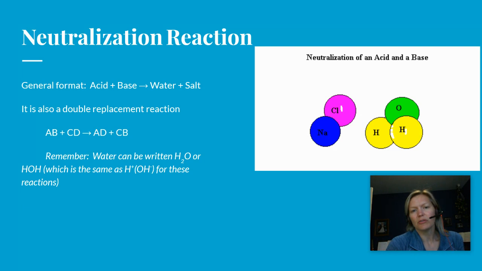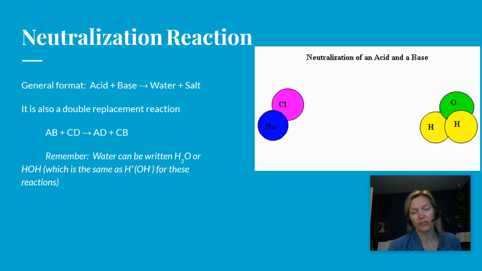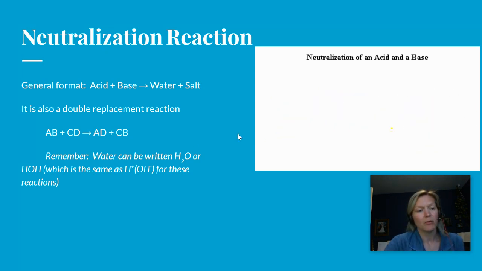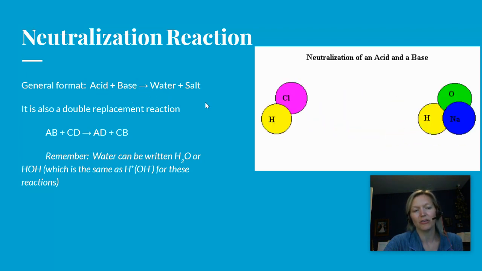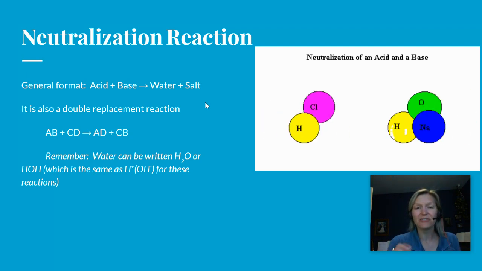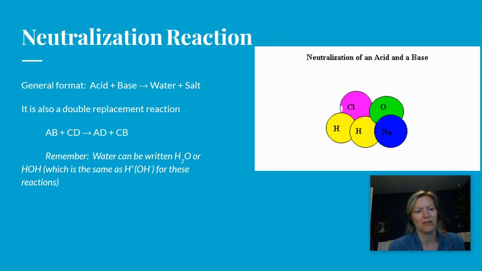Now, first thing, neutralization reaction. If you have your brightly colored sheet of paper at home that has all the different types of reactions, this should go on there. Neutralization. What we have is a general format of acid plus base yields water and salt. So you're going to mix an acid and a base, so something from those two tables. Every single time you're going to get water and salt. Remember, salt is that ionically bonded compound.